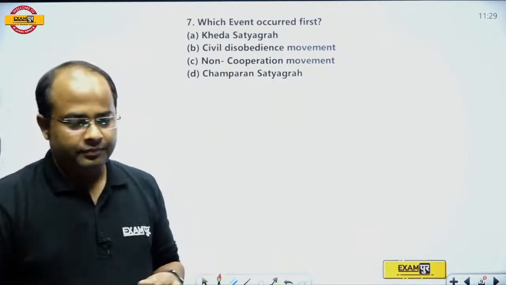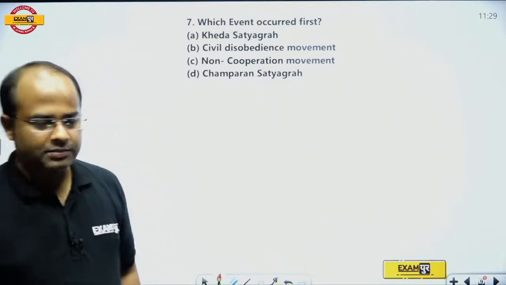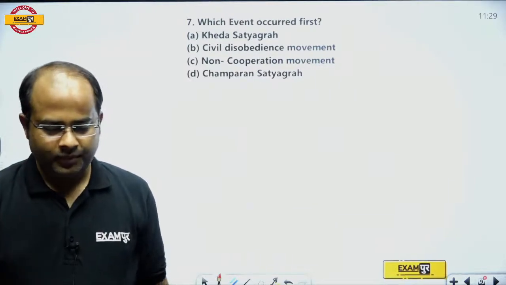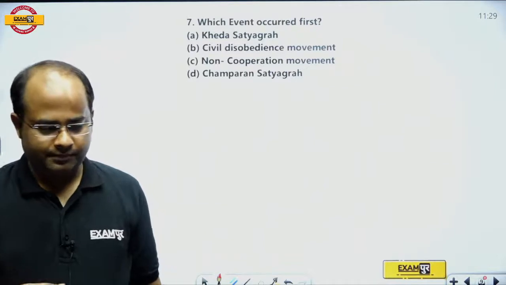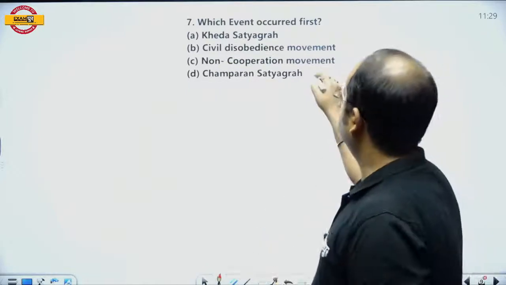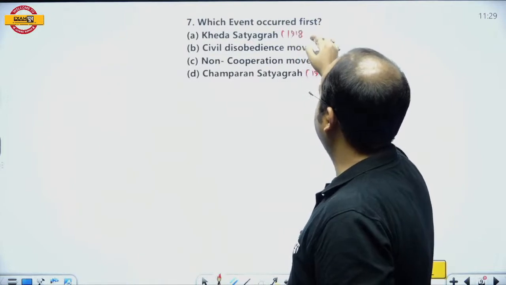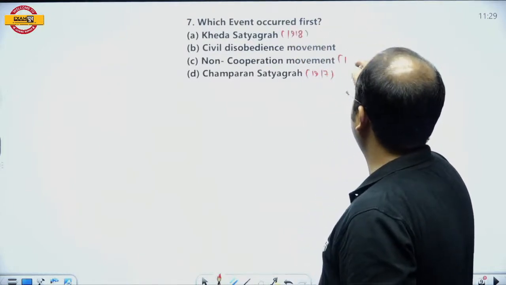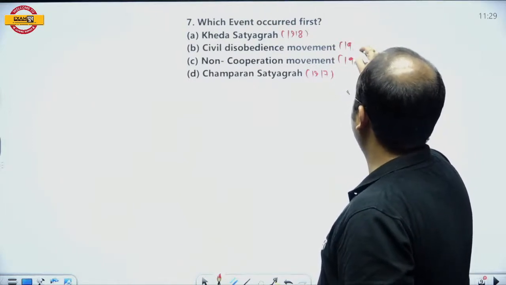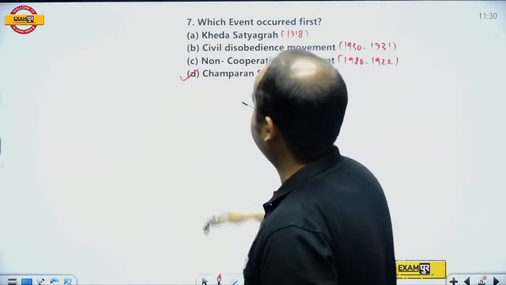Next question we have, which of the following events occurred first? Kheda Satyagrah, Civil Disobedience Movement, Non-Cooperation Movement, Champaran Satyagrah. It's a very easy question, guys. Champaran movement happened in 1917, Ahmedabad and Kheda 1918, then the Non-Cooperation Movement 1920 to 1922, and the Civil Disobedience Movement 1930 to 1931. Therefore, the correct answer will be Champaran Satyagrah.